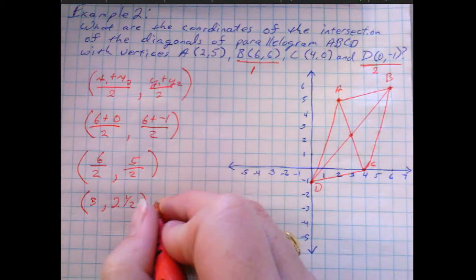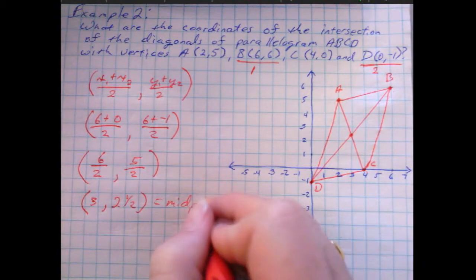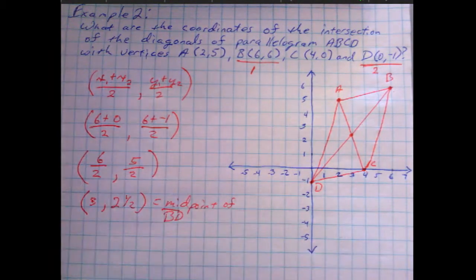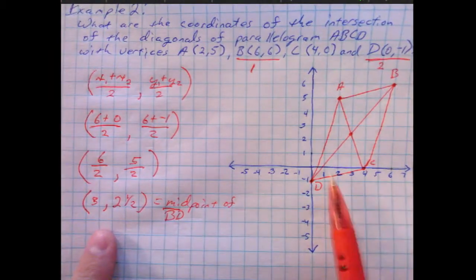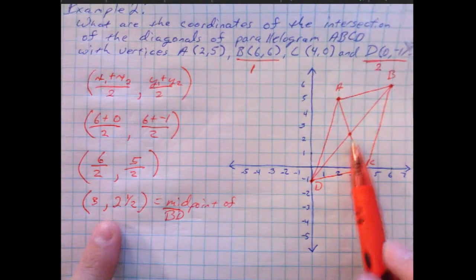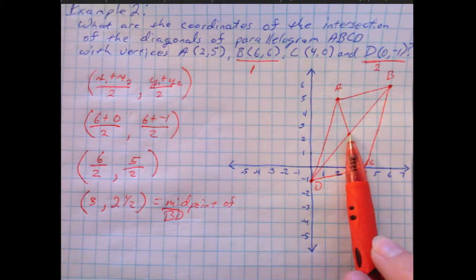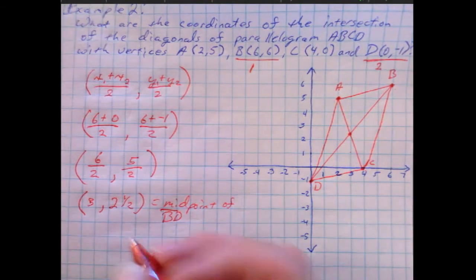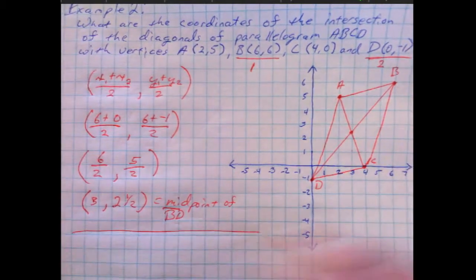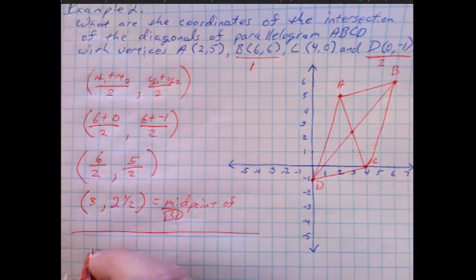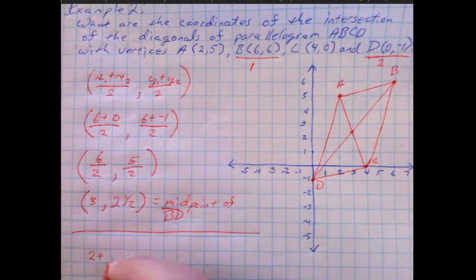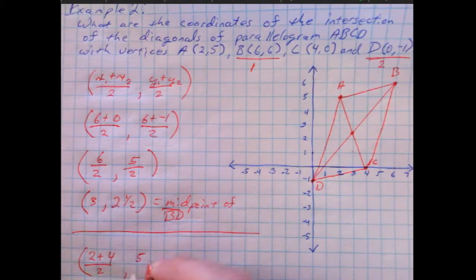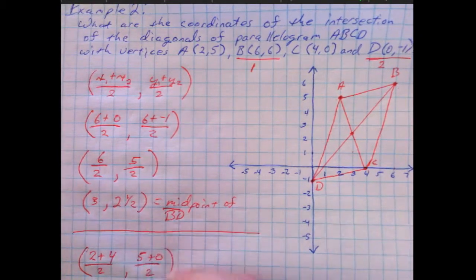Okay, so this is the midpoint of BD. Now let's look if this even seems reasonable. Over 3, up 2.5. It does seem reasonable. If you want to check, we could also use AC and we should get the exact same midpoint. So if we did AC, I can do 2 plus 4 over 2 and 5 plus 0 over 2.